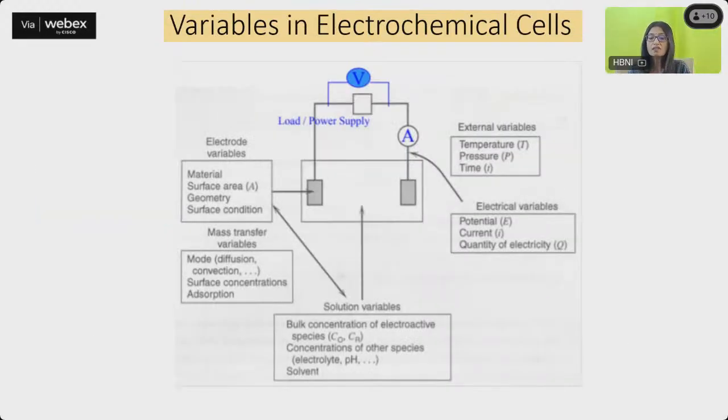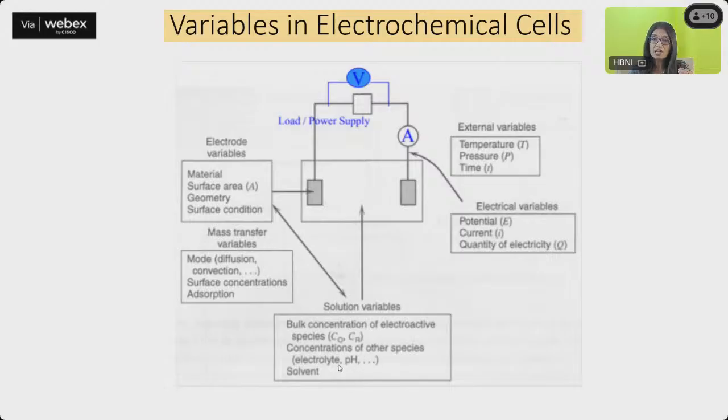So what are the various variables in an electrochemical cell? You see there are so many things which vary. First the external variables: there is temperature, there is pressure, there is time. Then there are various electrical variables. The potential you can change, current is changing, quantity of electricity which is passed is being changed. There are a lot of solution variables also: bulk concentration of electroactive species, concentration of other species, electrolyte, and concentration of other species.